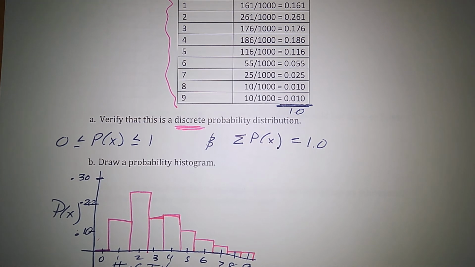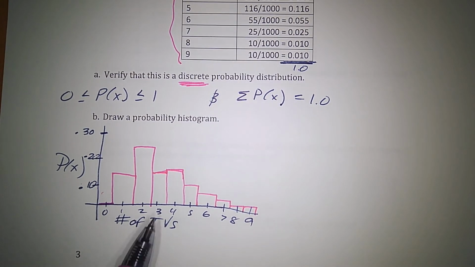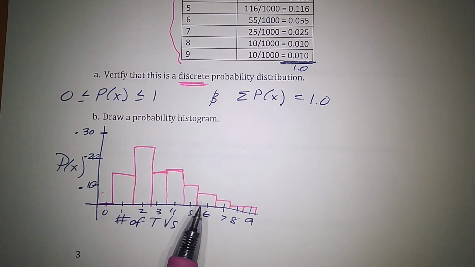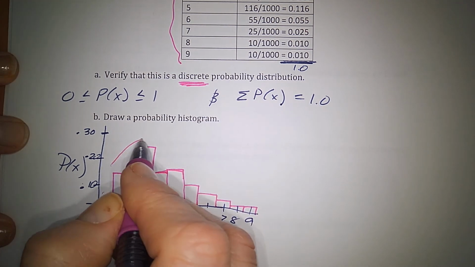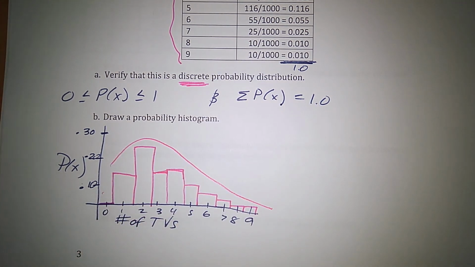Hopefully your graph looks something like mine. You can see this definitely has a trend where most of the households have 1, 2, 3, 4 TVs. This is where the bulk of the data lies. Certainly there are some people that have 5, 6, 7, 8, 9 TVs. These might be considered outliers out here to the right. And this definitely does seem to have a skewness to it, a skewed right graph.